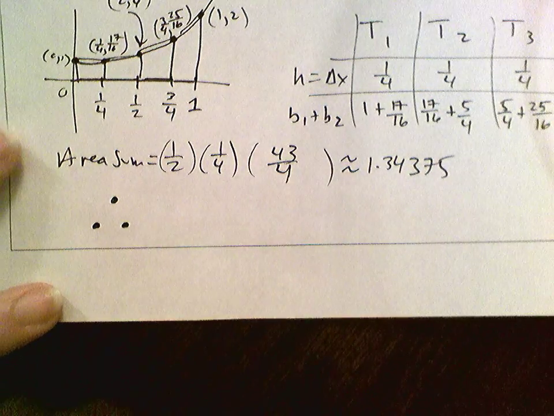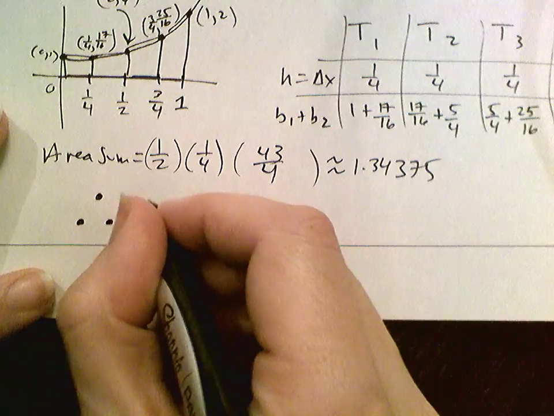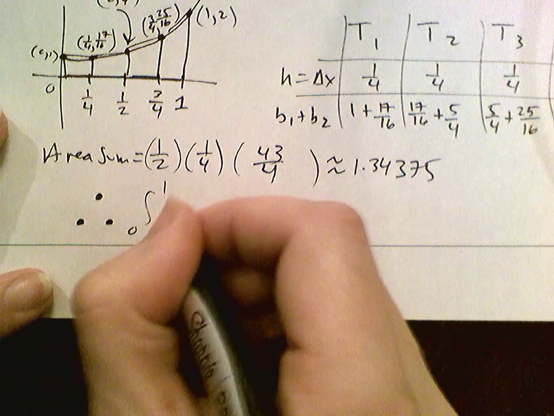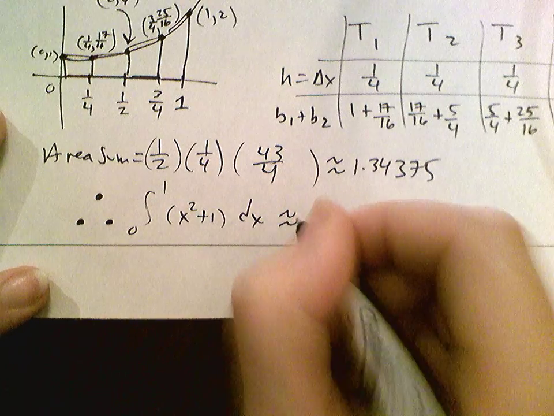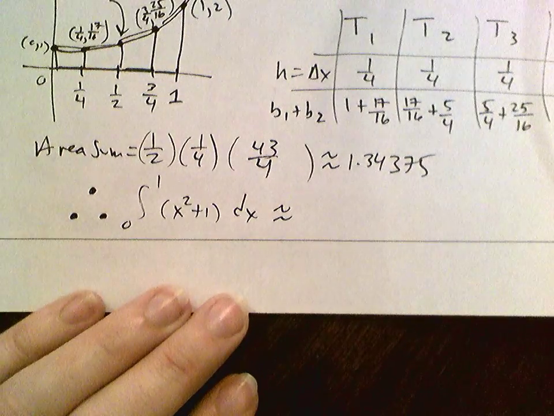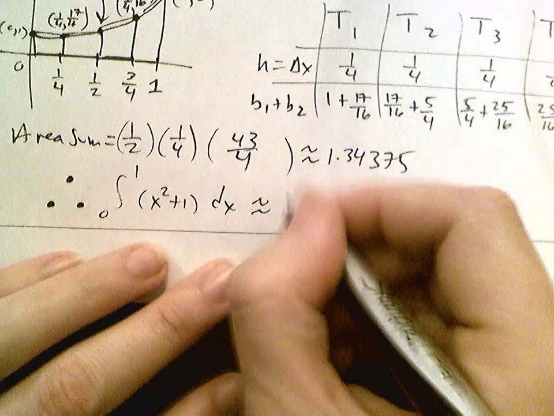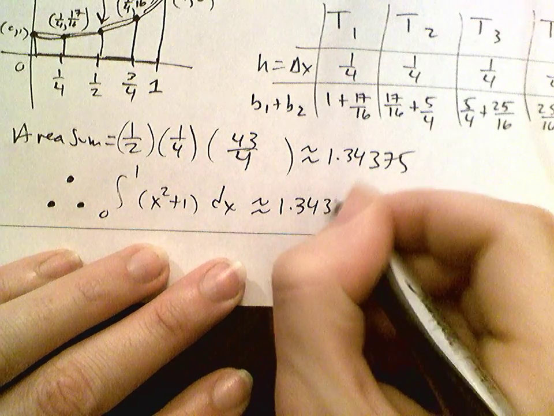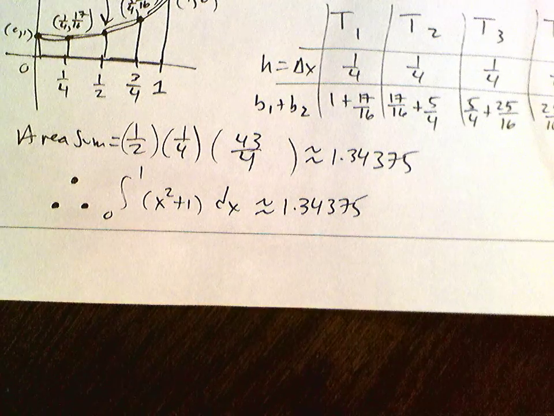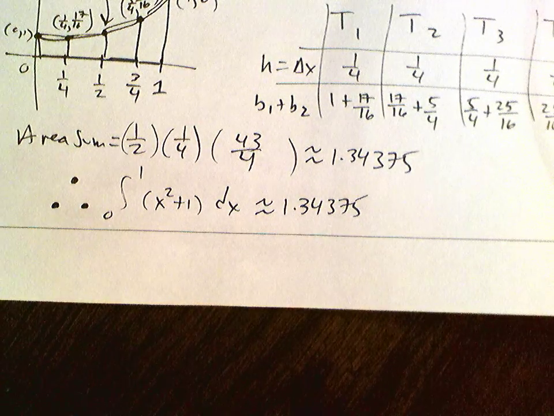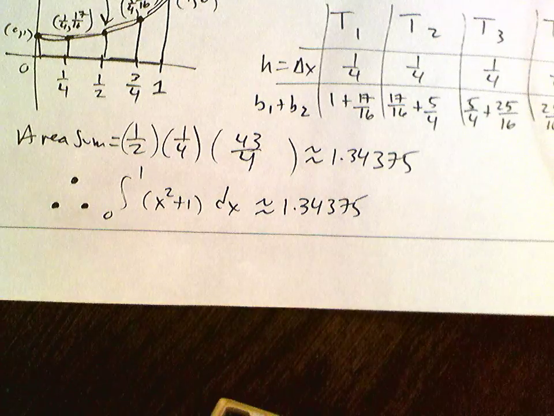So I'm going to say, therefore, the integral from 0 to 1 of x squared plus 1 dx, oh, I guess maybe you can read the dx, is approximately 1.34375. Not exactly, it's approximate, okay? To find the exact area, we would have to take a limit. And just one more thing, do this with me, please.